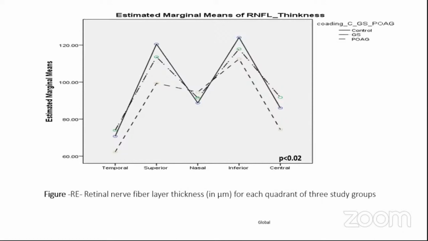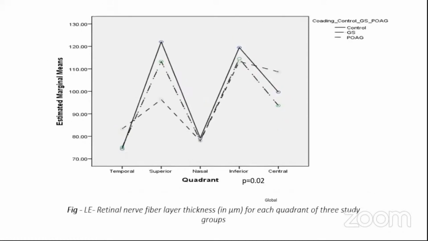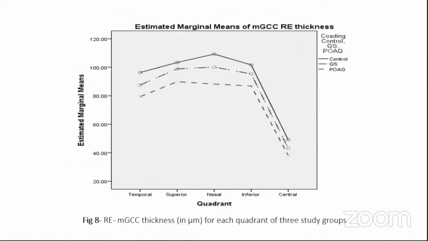This is the right eye double hump picture, and this is the left eye. Again, they coincide on the nasal side, and in the overall POAG patients, the temporal side gives a false result because of the coinciding at the nasal point. So this is the study.